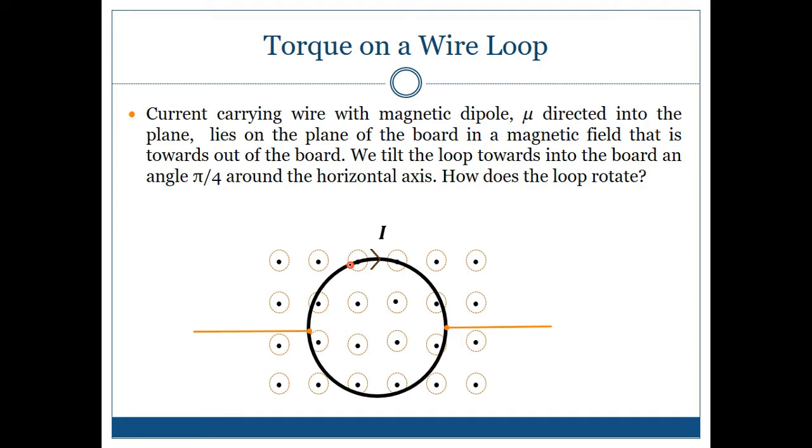And its magnetic moment is into the plane. So if I put my thumb into the plane, my fingers will be curling clockwise. So that's how the current should go in this loop. Okay.